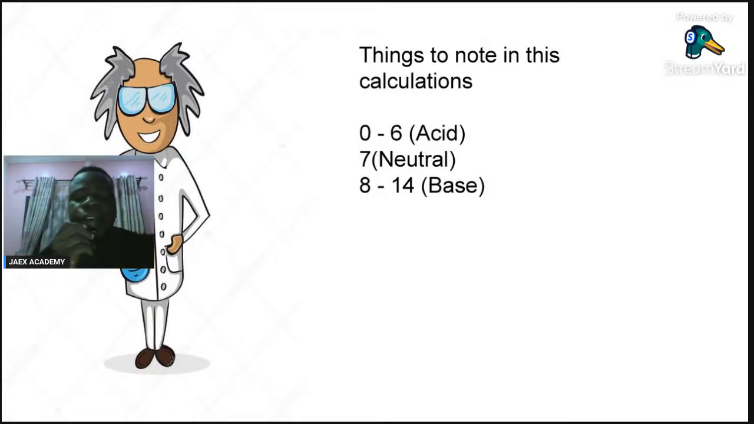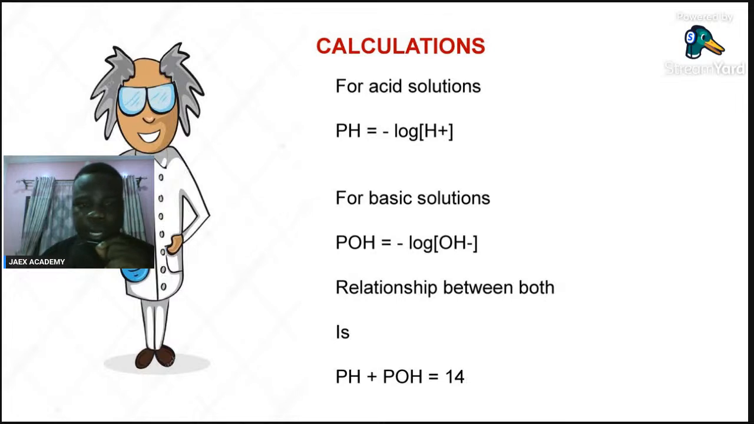An acidic medium is usually from 0 to 6. Then 7 is neutral. Then 8 to 14 is base. Alright, so let me come back to this formula. I said for acidic medium you use pH is equal to negative log, then square bracket hydrogen ion.